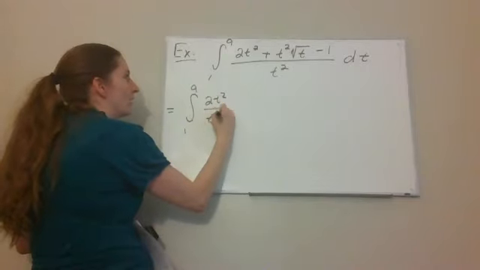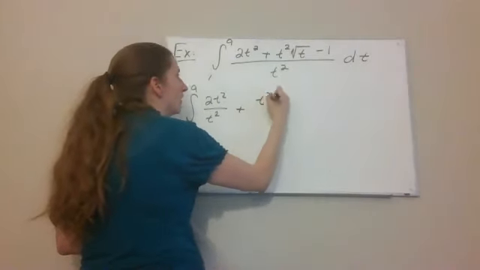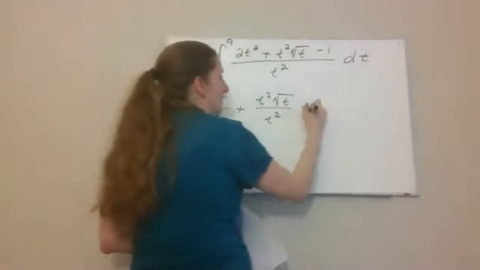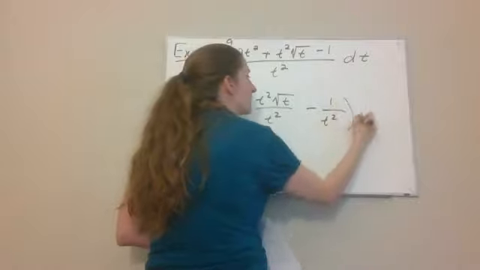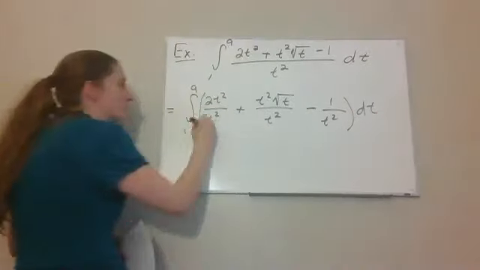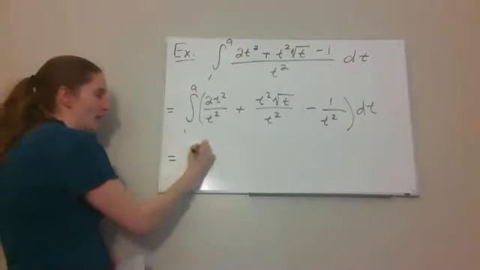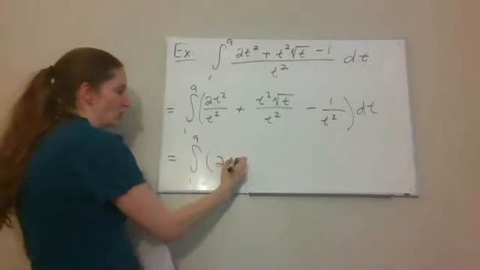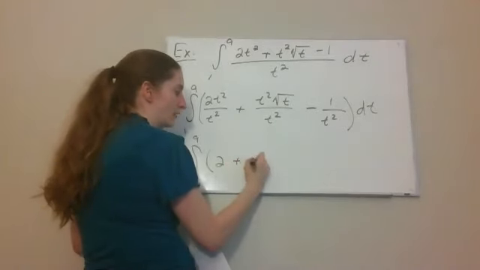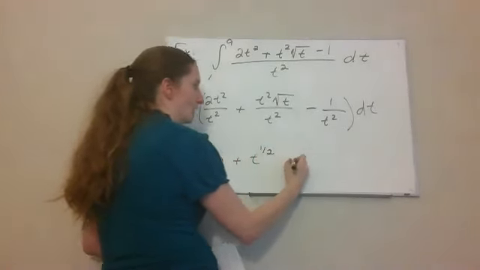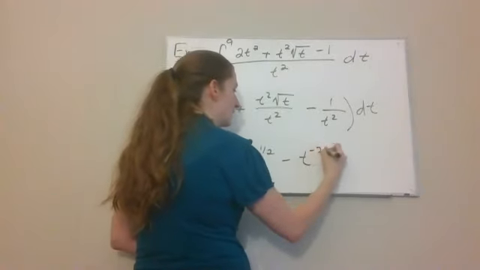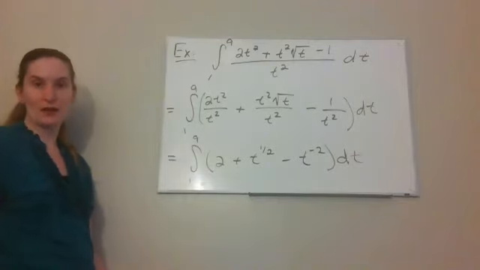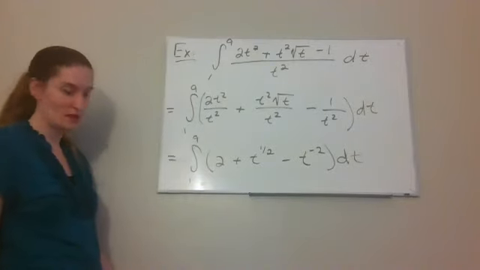So I'm going to split it into 3 different fractions. And then I can simplify within my integral. I get 2 plus a square root of t, which is t to the 1/2, and minus a t to the negative 2. And now this I can evaluate just by using my power rule, so it's much simpler.